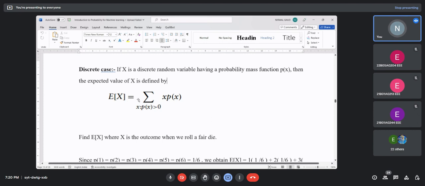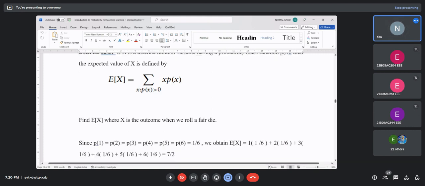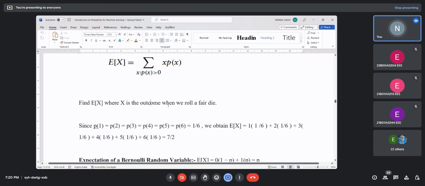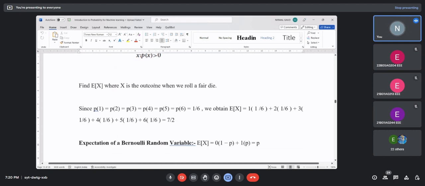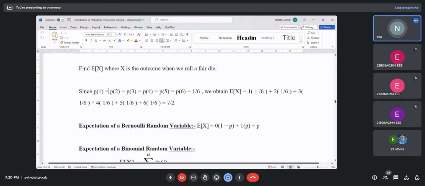So the expectation is E(x) equal to sigma x p(x). Here is the formula for discrete expectation for a discrete random variable. For example, let us consider something. When we roll a fair die, the probability of getting 1, or the probability of getting 2, or 3, 4, 5, 6, is all the same, 1 by 6.